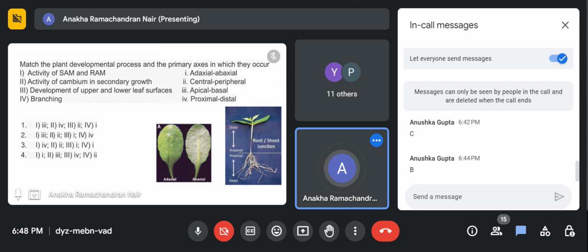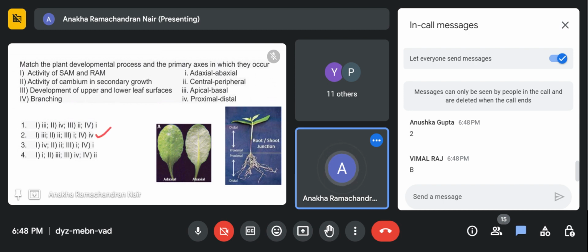Anyone has any guesses of what the correct answer is? Option two. Yes, that is correct. The correct answer is in fact option two.